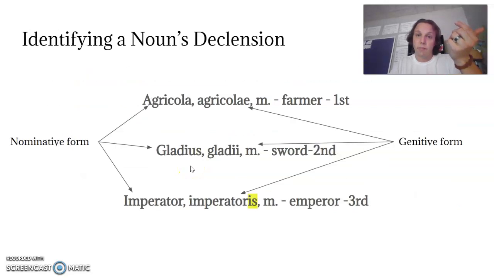So in this case, for agricola, agricolae, I'm going to take agricolae and remove the AE, and I'll be left with agricol. And all the other endings for all the other cases, singular and plural, will be added onto agricol. Gladius, gladii, I'm going to remove that one I right there. Then I just have gladi, and gladi with one I will be my stem because I'm just removing this genitive ending, which is an I. And then imperator, imperatoris, is is the genitive ending. So I remove this is here and I'm left with imperator, and that is going to be my stem.